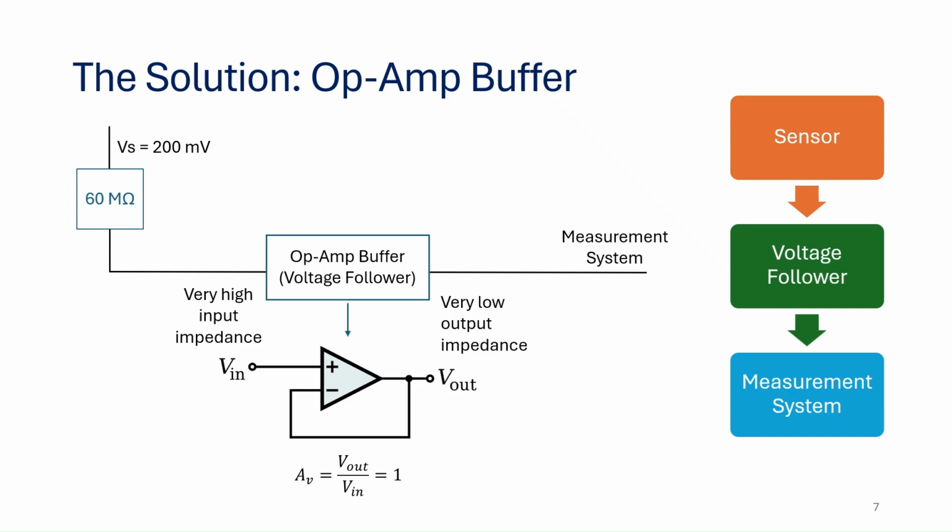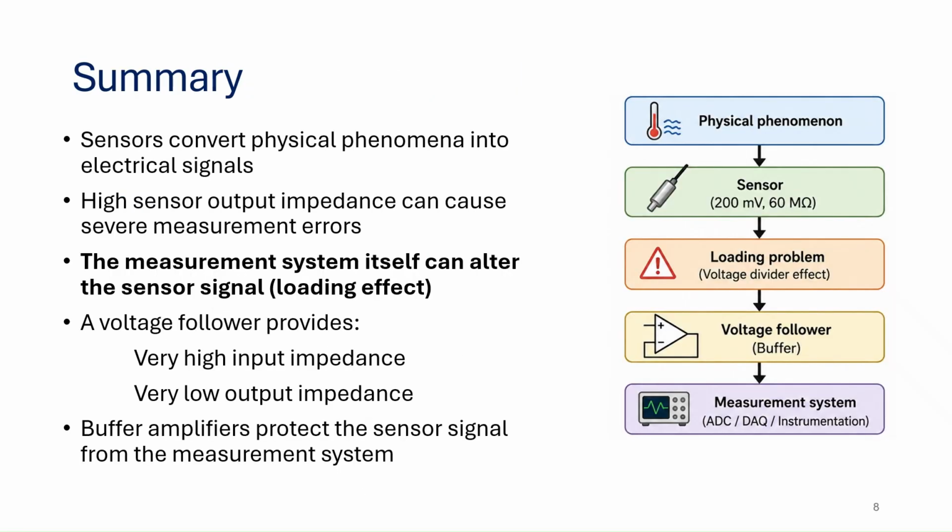In summary, the buffer does not improve the sensor signal itself. It protects the sensor signal from the measurement system. This demonstrated an important principle in instrumentation engineering. The measurement system itself can alter the quantity being measured. To solve this problem, we introduced the voltage follower, which provides a very high input impedance and a very low output impedance. This allows us to isolate the sensor from the measurement system and preserve the original sensor signal.